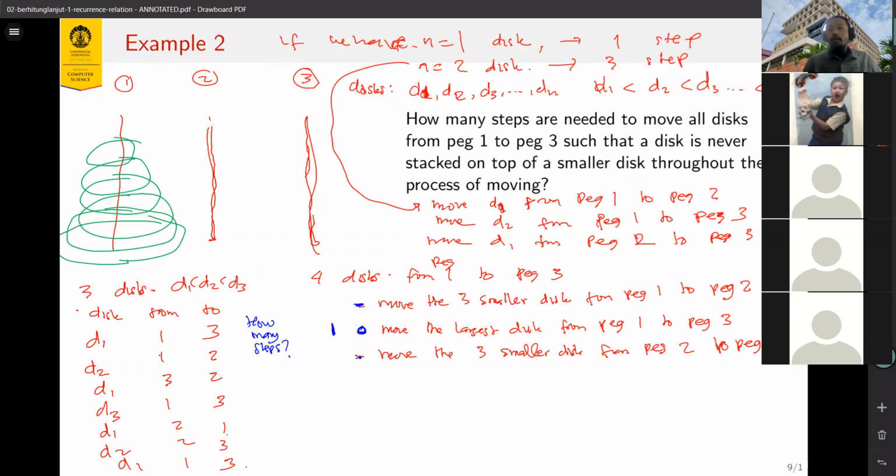So let me give a number here. So this is part 1, part 2, and part 3. Now let's consider part 1. Part 1 here is the same as the number of moves, the number of steps, moving 3 disks from pack 1 to pack 3. Is it the same?